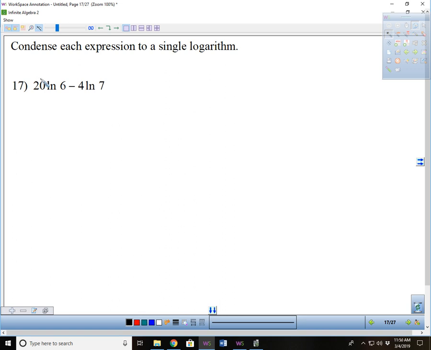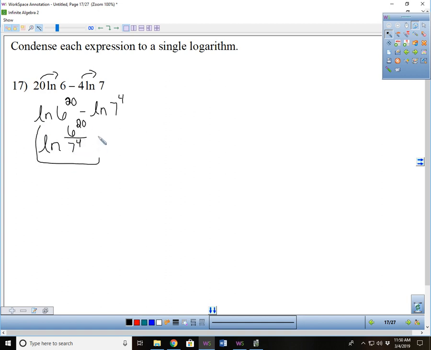All right, another condensing, so I'm raising. So I've got natural log of 6 to the 20th minus natural log of 7 to the 4th. So I have the natural log of, now if you notice, I really don't need this parentheses. I'm subtracting, so that means I need to take the first one divided by the second one. You can put parentheses around that if you want to. It's up to you.